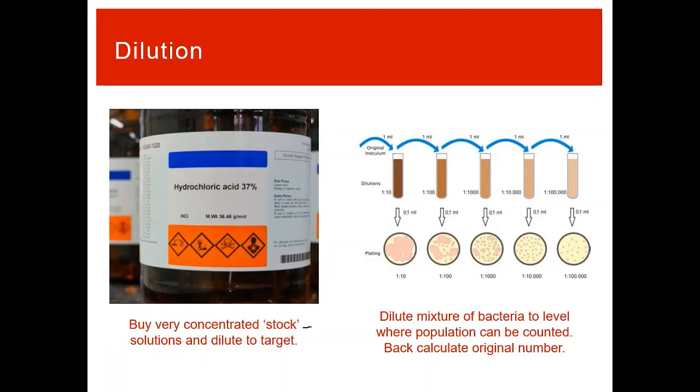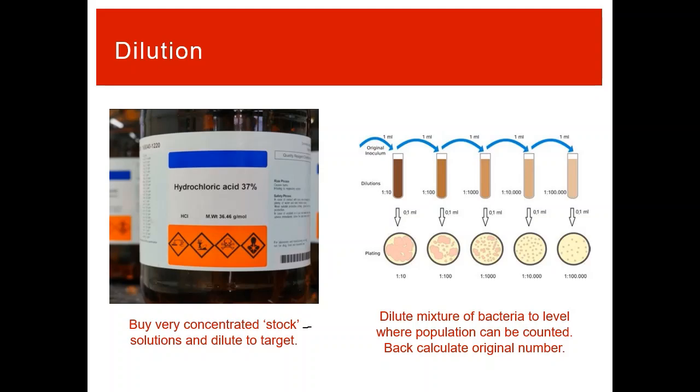And so the idea is it's cheaper to buy it really concentrated, and then you can dilute down to whatever you want, as opposed to having to buy a huge volume of, say, 1 molar HCl, and then you can't make it more concentrated.